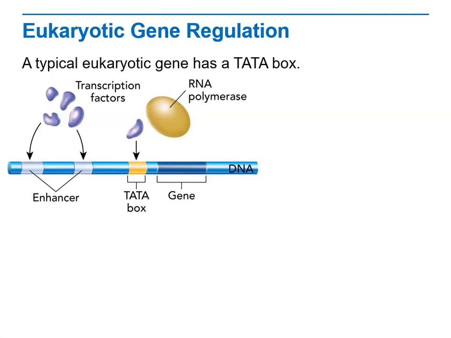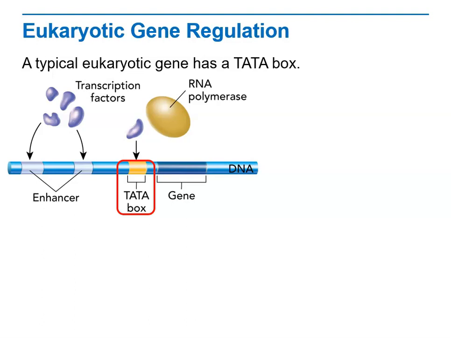The general principles of gene regulation in prokaryotes also apply to eukaryotes, but there are some differences. Eukaryotic genes are controlled individually and have more complex regulatory sequences than those of the lac repressor system. Look at the illustration. This region is called the TATA box.